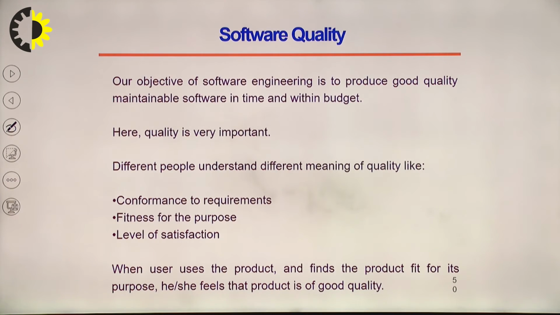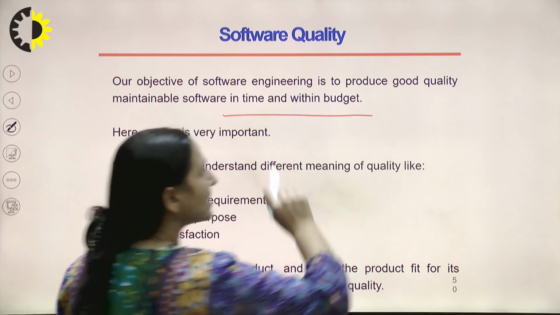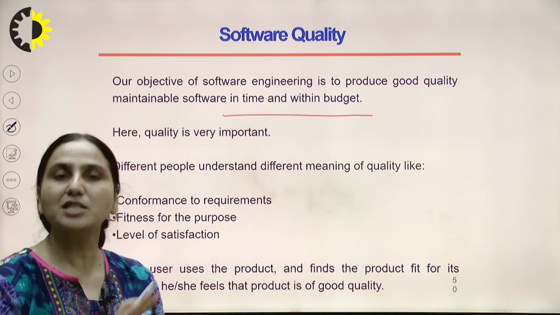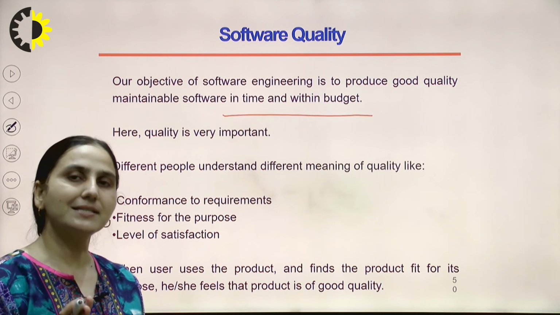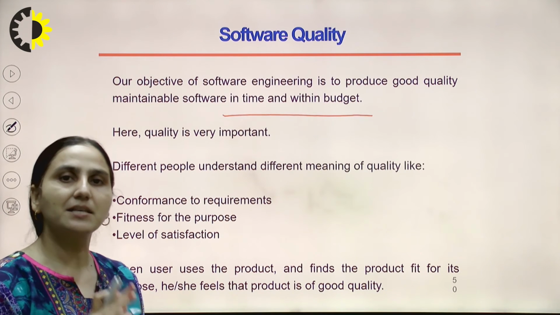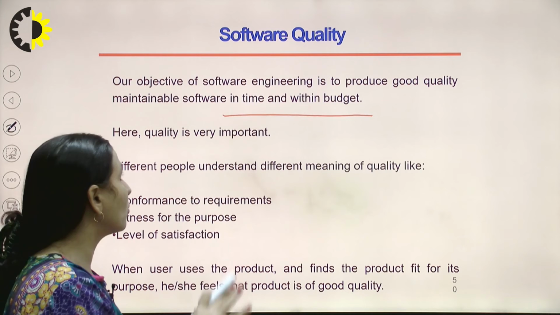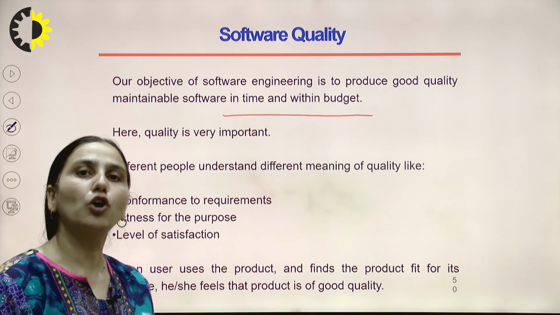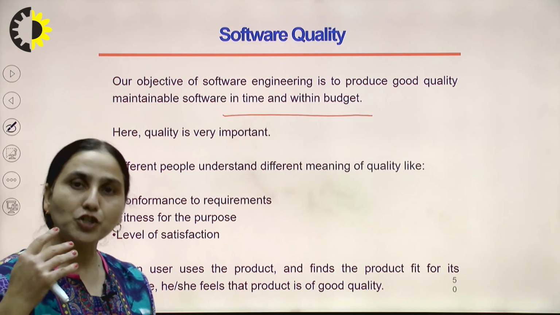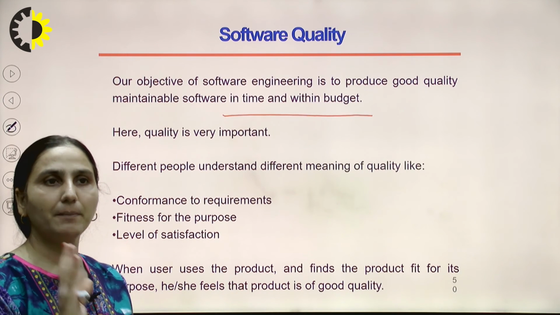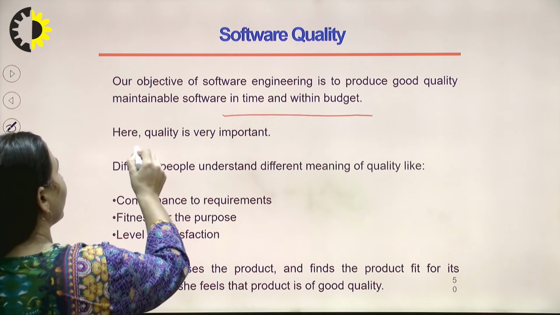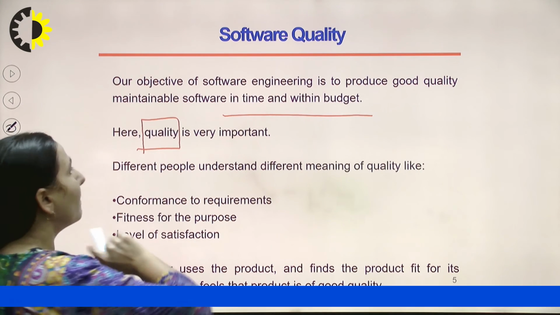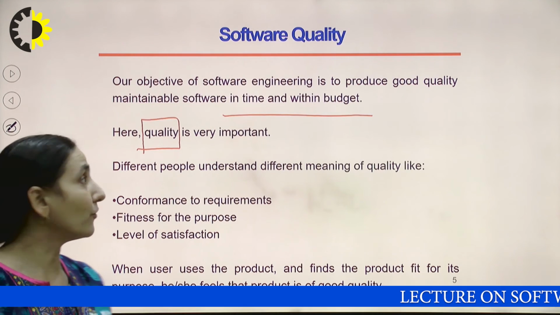So what is software quality? The objective of software engineering is to produce good quality maintainable software in time, within budget, and which is going to satisfy the requirements of the end user. This is basically the aim. The aim is to use the techniques, methods, and technologies to be able to provide good quality software which is maintainable, right? If you want to incorporate any change, it should be feasible. It should be within the specified time and within the specified budget. Here, quality is very important. As I told you, we should not compromise on the quality of the software.